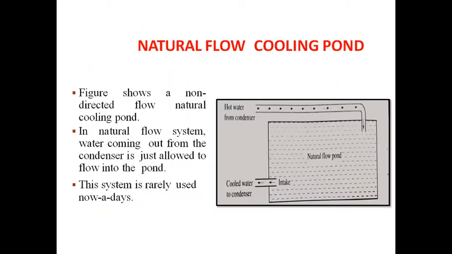First one, natural flow cooling pond. This figure shows a non-directed flow natural cooling pond. In this system, water coming out from the condenser is just allowed to flow into the pond. So this system is rarely used nowadays.